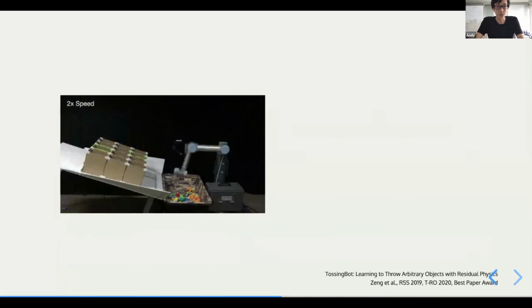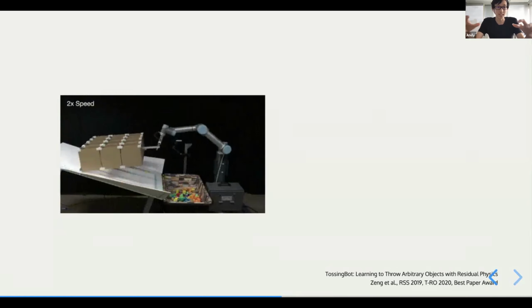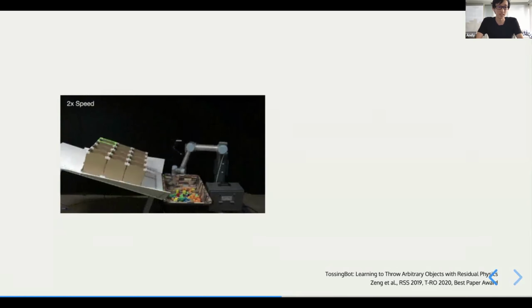Here are just a few more cool videos of TossingBot. This video is what it looks like when we're training it from trial and error. And throwing accuracy is automatically labeled with an overhead camera that uses image differencing to locate the thrown objects. And that's how it resets itself overnight.